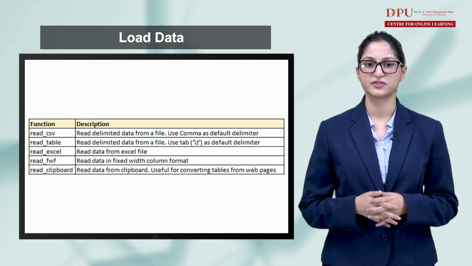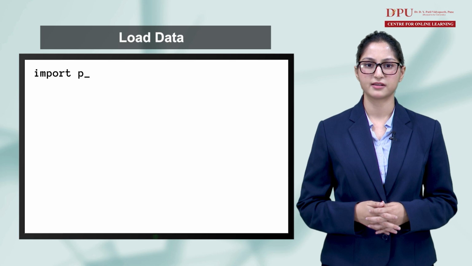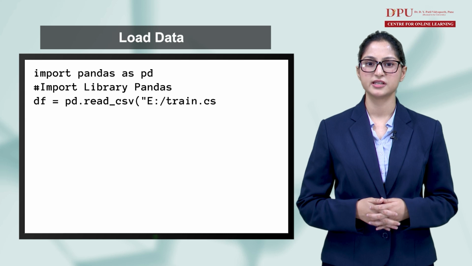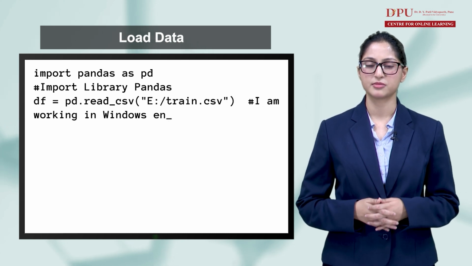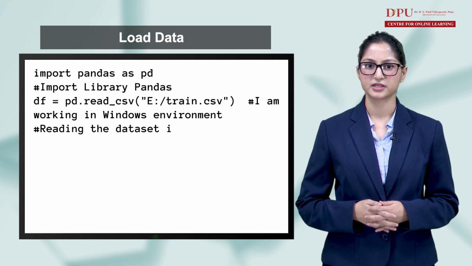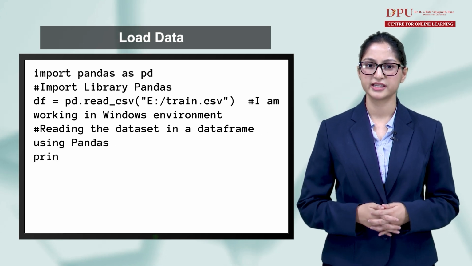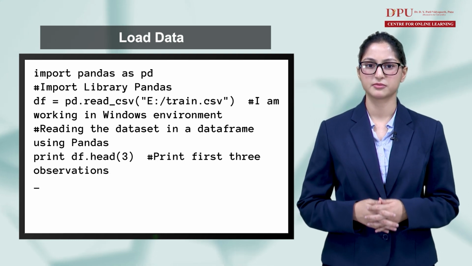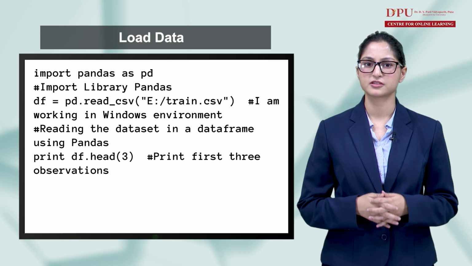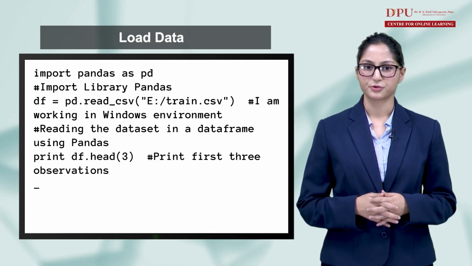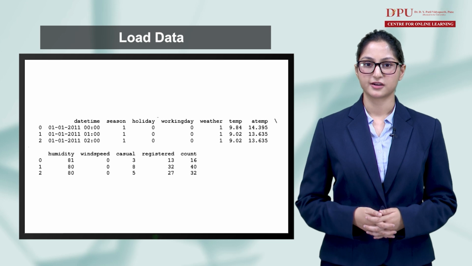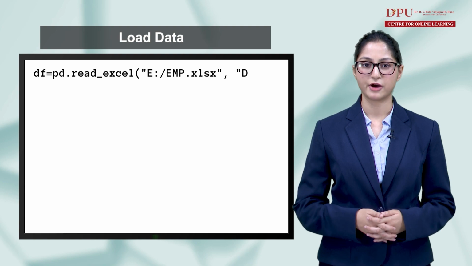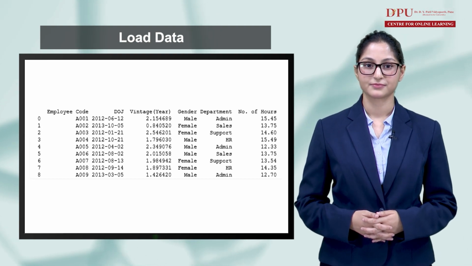Loading data from a CSV file. Code: import pandas as pd. Comment: import library pandas. df equals pd.read_csv, within double quotes the path of the file. Comment: I'm working in a Windows environment, reading the data set into a data frame using pandas. print(df.head(3)). Comment: print the first 3 observations. For loading data from an Excel file, please follow the code given below. The output is print df.